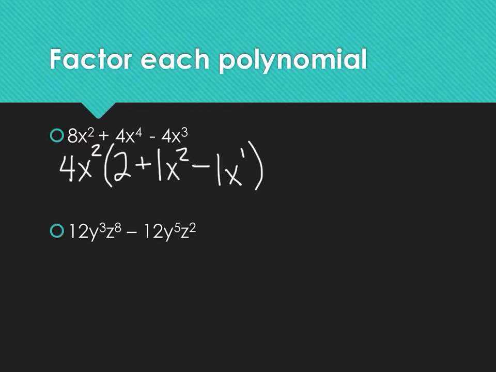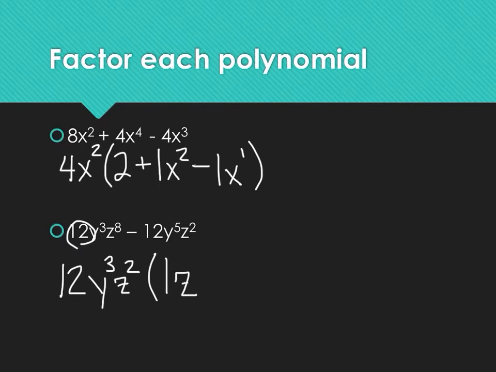Here, let's look at this one. My common number is 12. I have 3 y's and I have 2 z's in common. If I take away 12, 12 divided by 12 is 1. Y to the third, I take away 3 y's, that leaves me with 0 y's. And it leaves me with 6 z's when I take away 2. Minus 1. If I take away 3 y's, that leaves me with 2 y's and 0 z's.